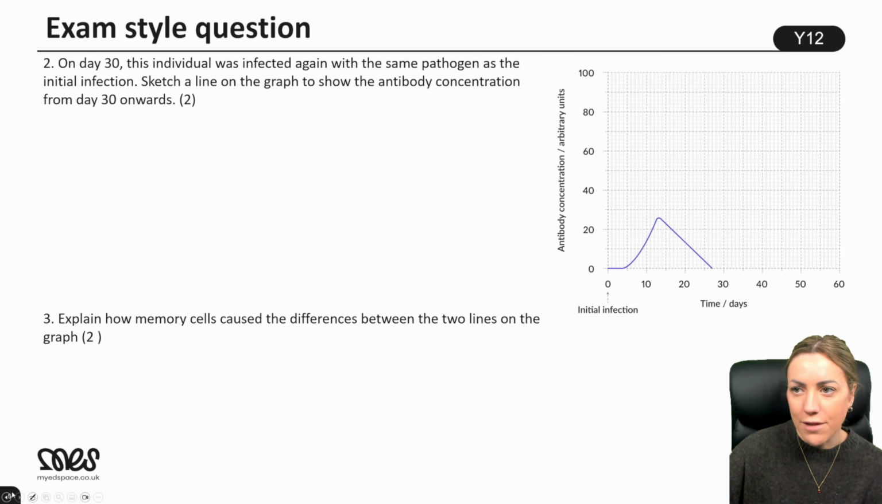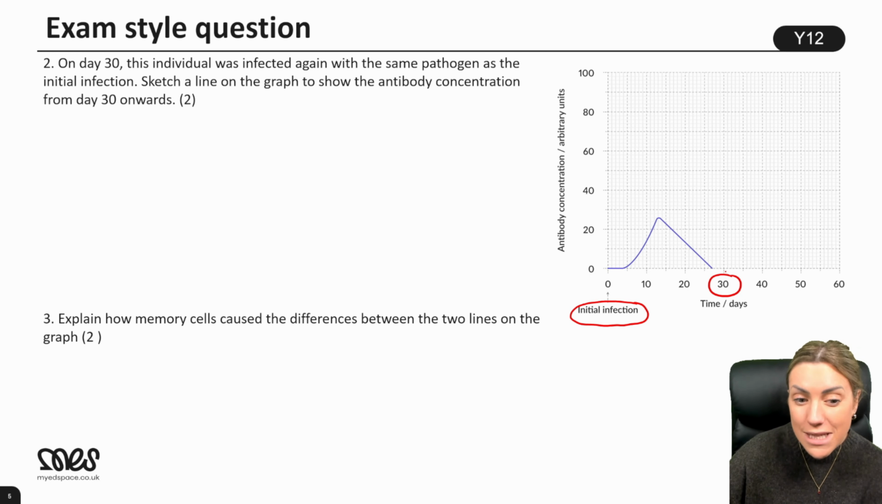We've got a little sketch graph going on here. So on day 30, this individual was infected again with the same pathogen as in the initial infection. Sketch a line on the graph to show the antibody concentration from day 30 onwards. So they were infected on day 30, and we know that because this is going to be the secondary response, we know there's going to be no real delay or lag time. So really the concentration of antibodies should start to increase pretty immediately. So I'm going to show it increasing from day 30, I think.